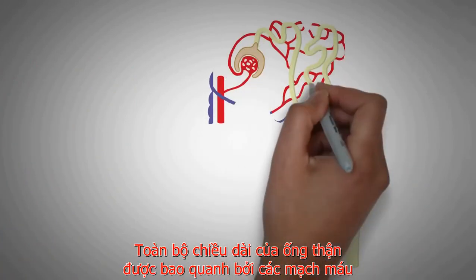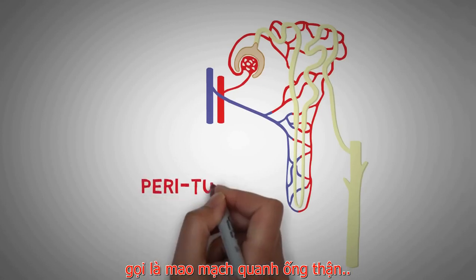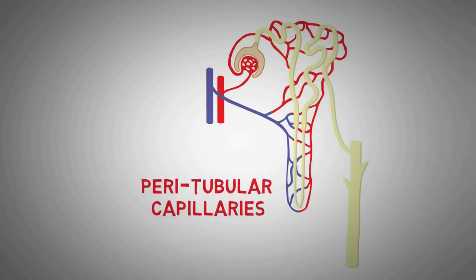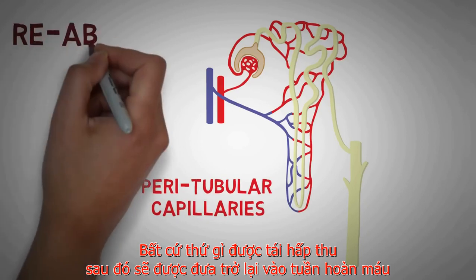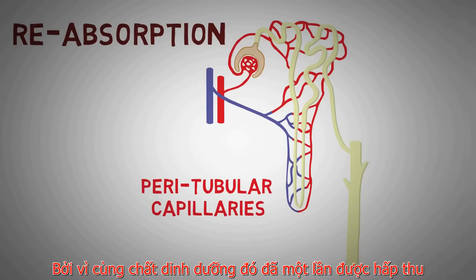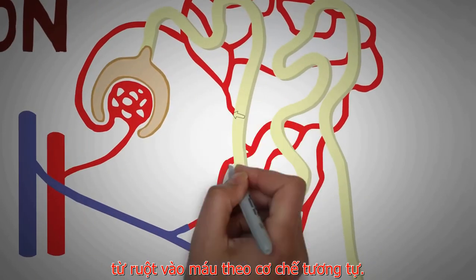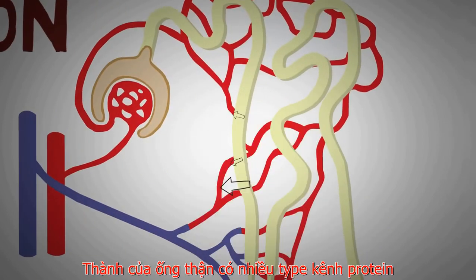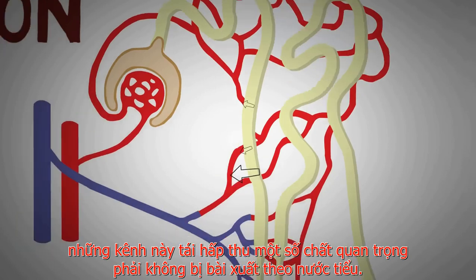The whole length of the renal tubule is surrounded with blood vessels which are known as the peritubular capillaries. Whatever gets reabsorbed is then passed back into the blood circulation. Now, this is known as reabsorption and not absorption because the same nutrients have been absorbed once from your gut into your blood by a similar mechanism. The wall of the renal tubule has many types of protein channels that reabsorb some of the important things that shouldn't be excreted with urine.